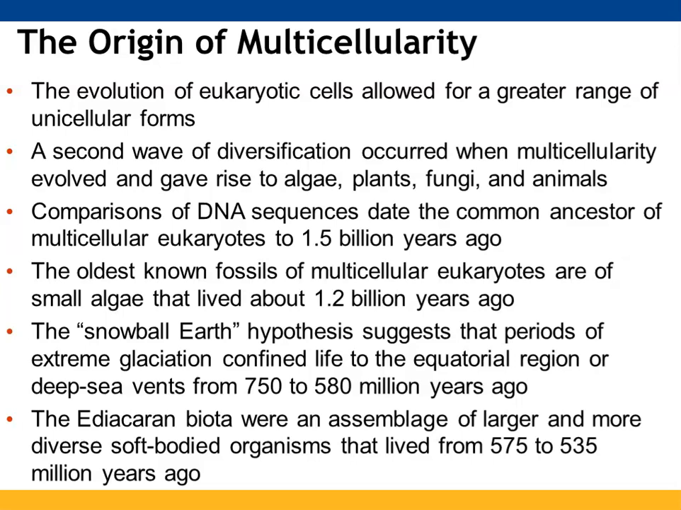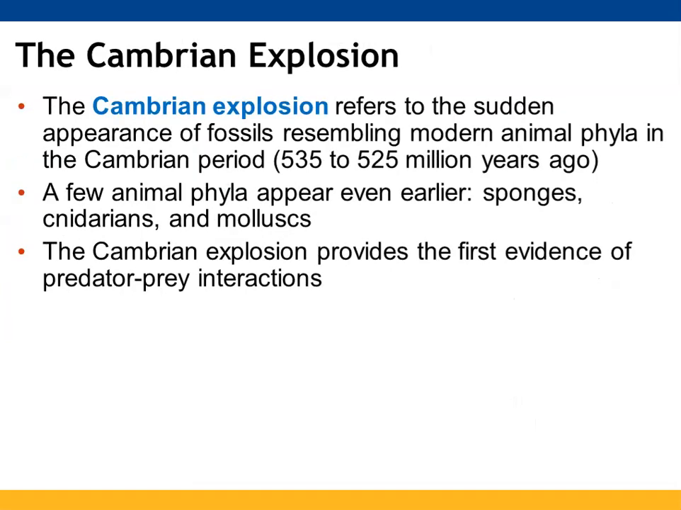The Ediacaran biota was an assemblage of both larger and more diverse soft body organisms. So they lived between 535 and 575 million years ago. So when we start to see an abundance of fossils, these tend to appear with these extinction events.